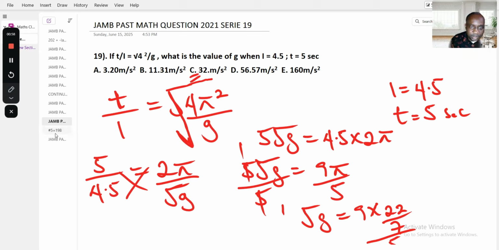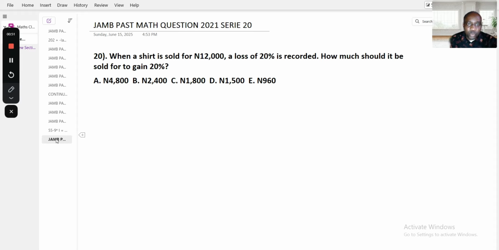Let's move to the next question. A shirt is sold for 12,000 naira, and a loss of 20% is recorded. How much will it be sold to gain 20%? Here, the normal price is 100%. Therefore, you sold it below 100% of what you bought it for. You sold it at what rate? You sold it at 80%.